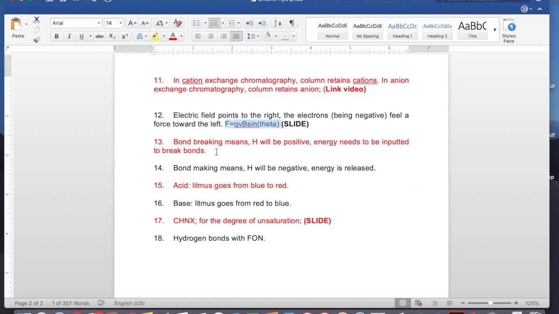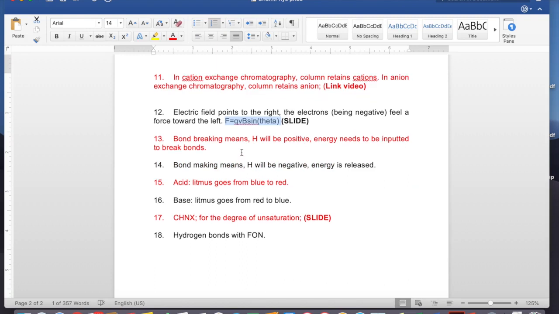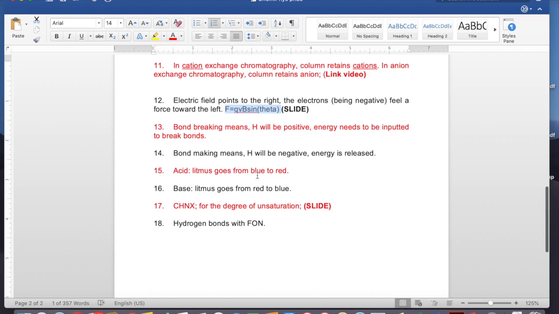Bond breaking means that H will be positive because energy needs to be input to break the bonds. So just know that: if you need to break the bonds, you need energy to break them. Otherwise, they will not be broken. So H will be positive. And vice versa.